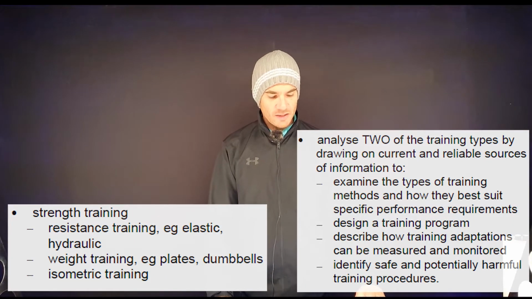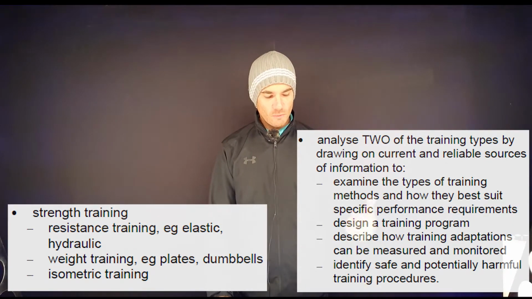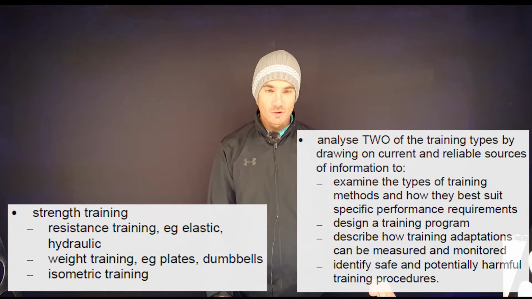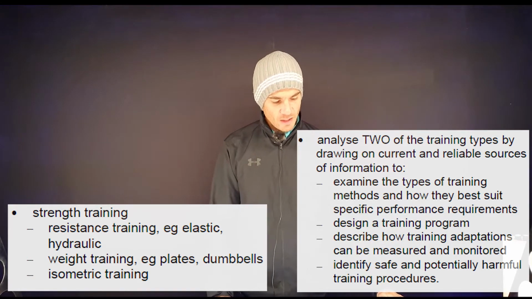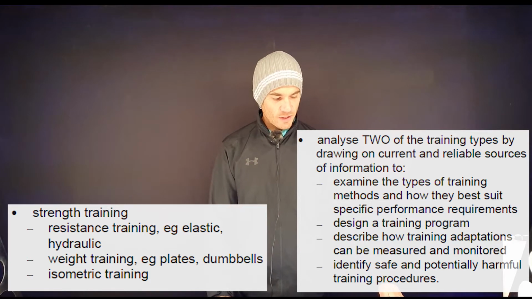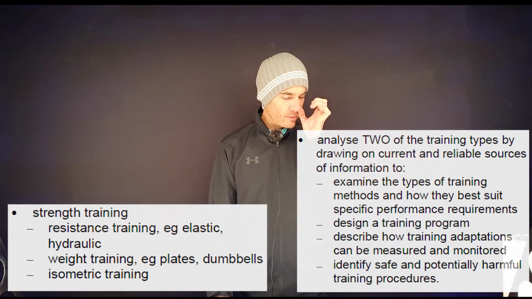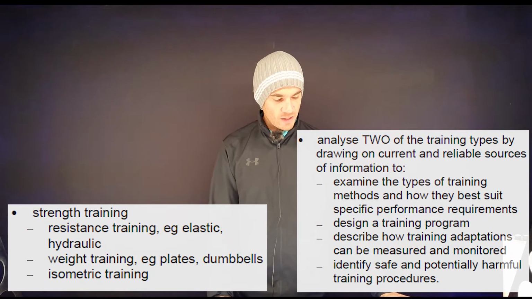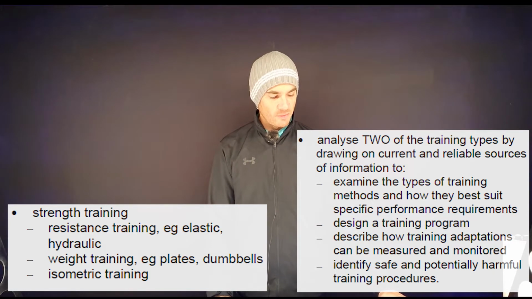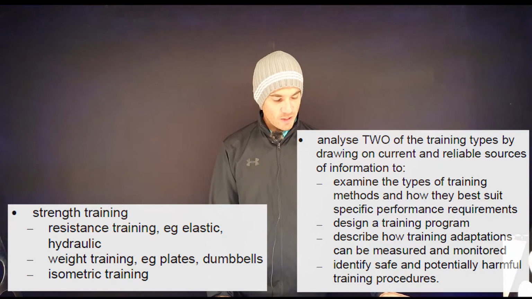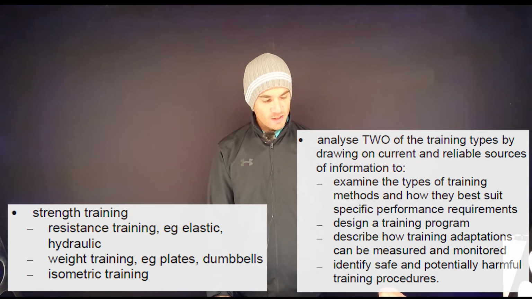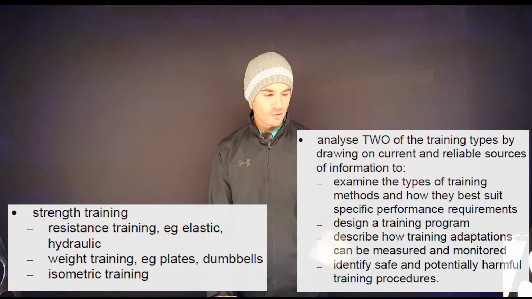But anyway, strength training. On the left-hand side of the syllabus, it says that the things you need to learn about with strength training are 1, resistance training, e.g. elastics, hydraulics, weight training, e.g. using plates and dumbbells, and isometric training. On the right-hand side of the syllabus is that you need to analyse this type of training method, drawing on current and reliable sources of information. 2, examine the type of training method and how they best suit specific performance requirements. Designing a training program, describing how training adaptations can be measured and monitored, and identify safe and potentially harmful training procedures, all related to strength training.